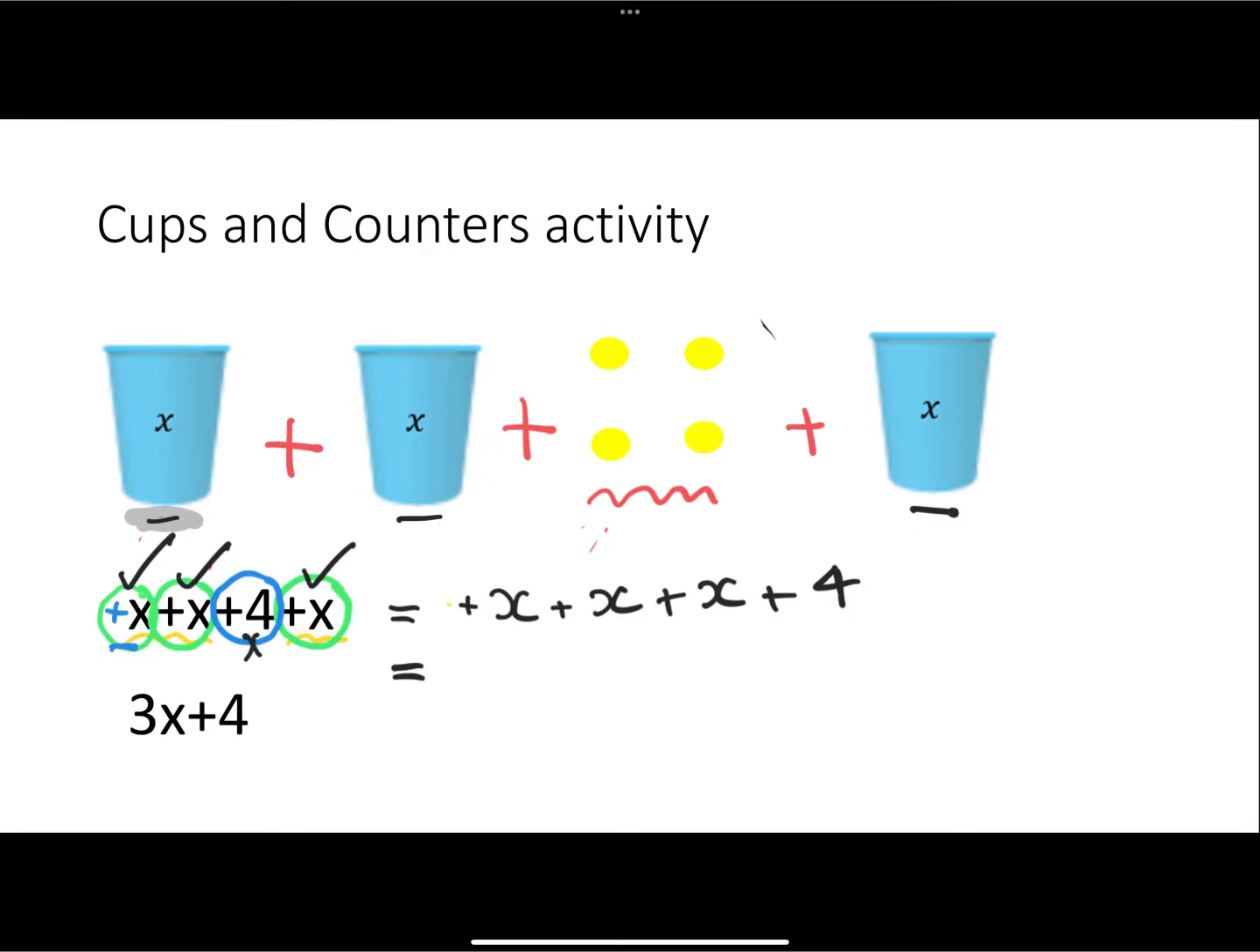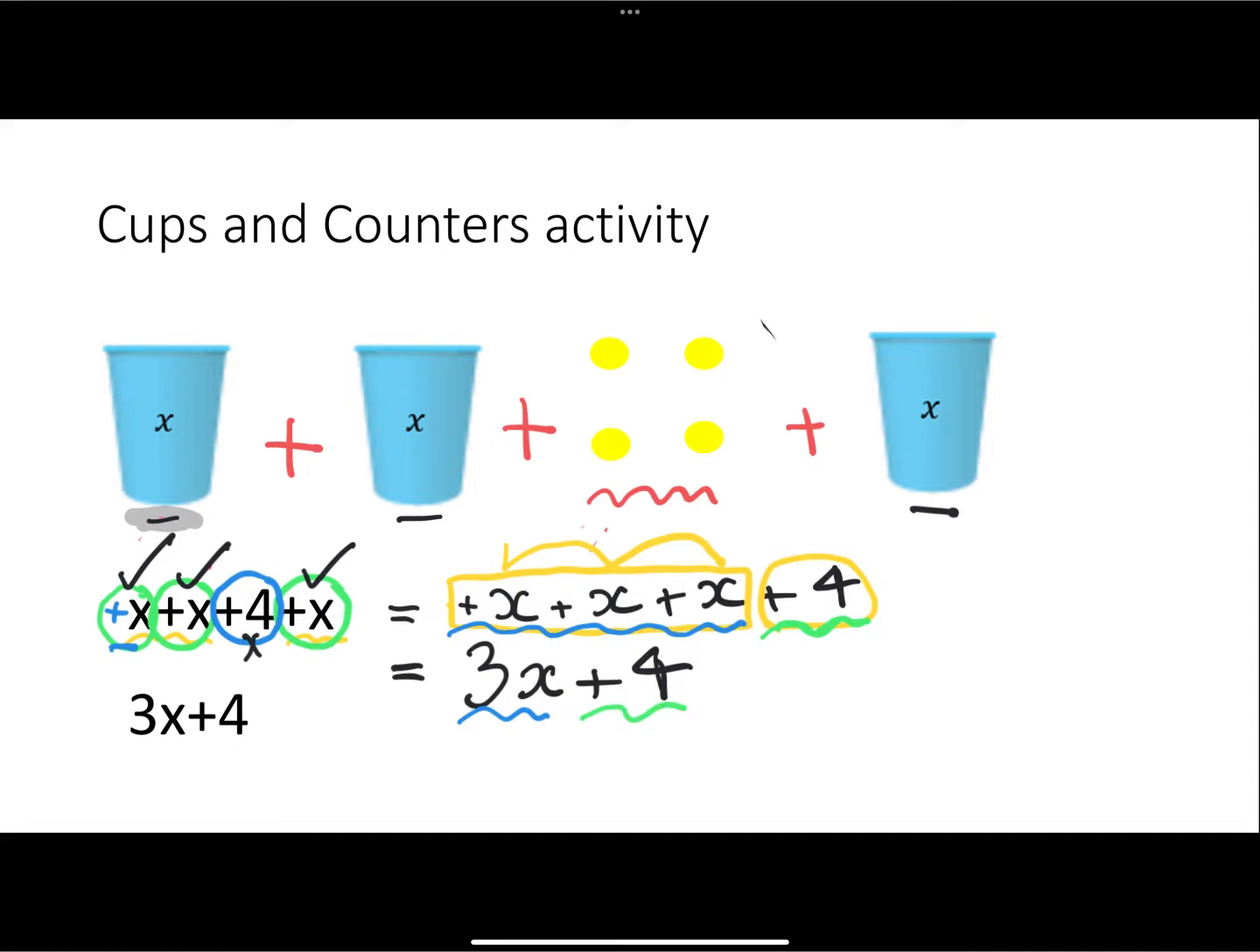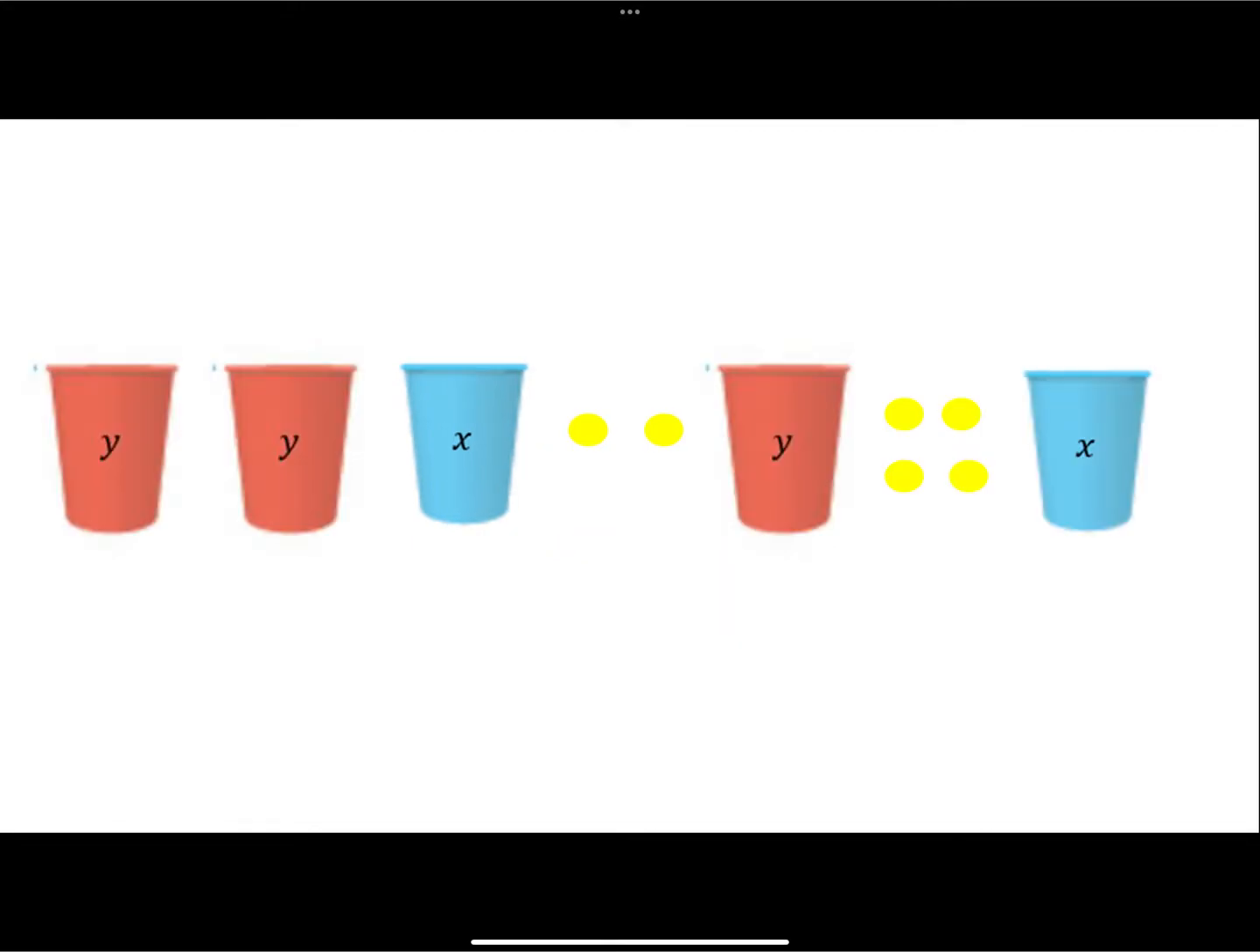So the next thing I'm going to do is look at these and see how many x's I have. I have 1 plus another one is 2 plus another one is 3. That gives me 3 x's. And then over here I have my plus 4. So I've collected my like terms, which were my x's, and turned them into my 3x. And then I've collected all the constants that I have, which is just that plus 4, and put that one there. So that's how I collect my like terms and I simplify my equation. Let's have a look at our next one.